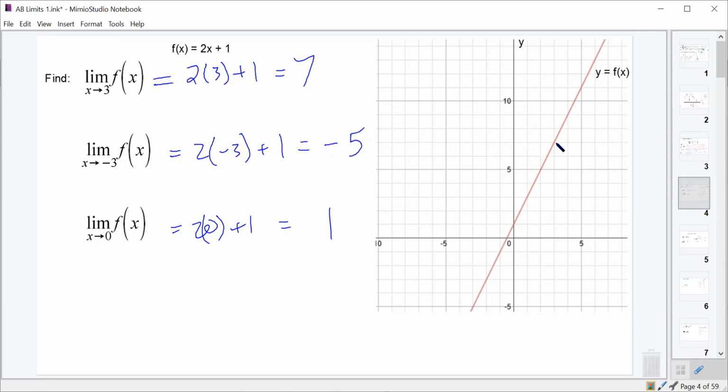And we'll note that those are the values, right? At x equals 3, it's 7. At x equals -3, it's -5. At x equals 0, it's 1. They're all just points that are on this linear function. Good?